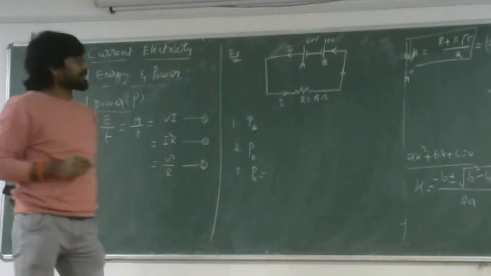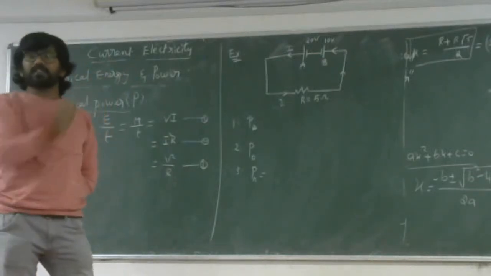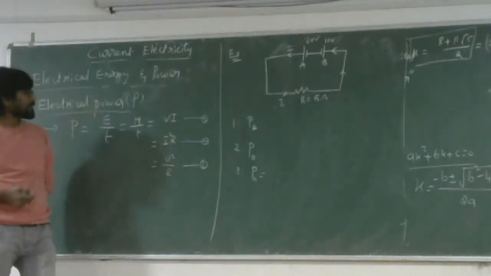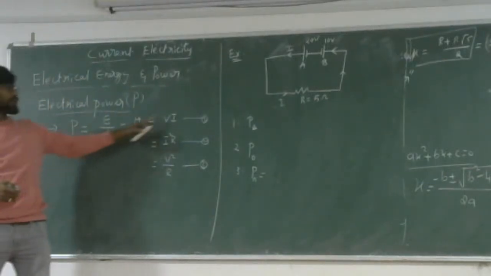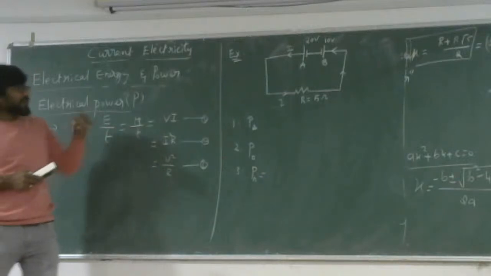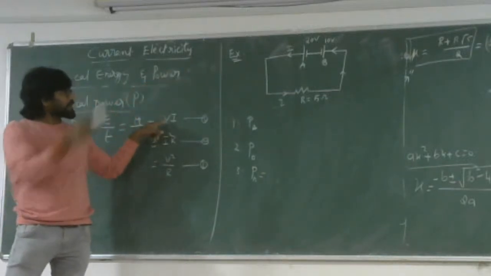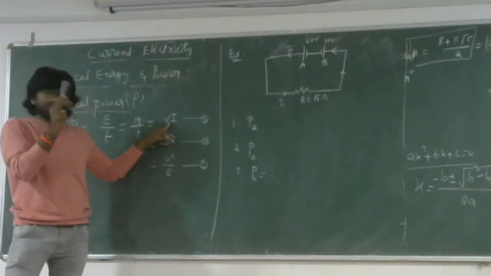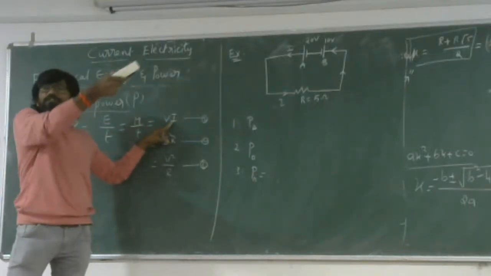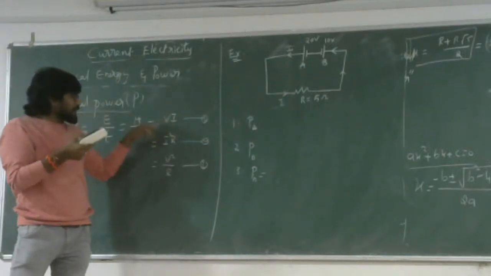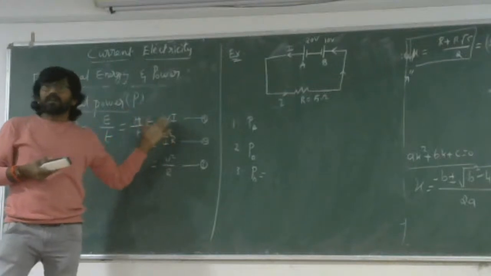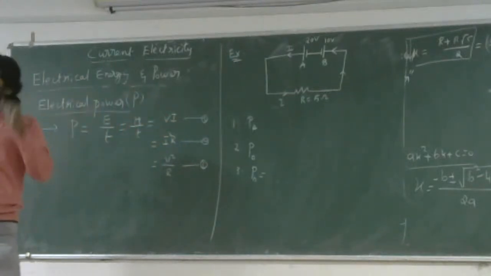The EMFs are given for the cells. The resistance is also given. How to find this? By using this concept: power is equal to V into I. So, the power generated by the cell, if you know its EMF, you know the EMF, as there is no internal resistance. If you know the current passing through it, then V into I gives the power generated by the cell. But what is I? Is I given? No. How can you find I?